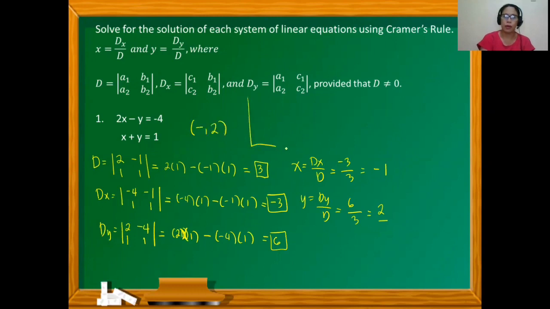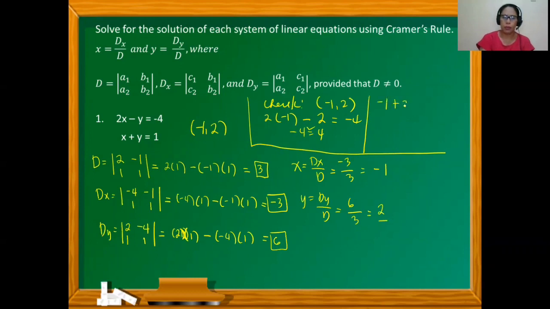So we have to verify if really that is the solution. The solution should satisfy both equations. Substituting negative 1, 2 to the first equation, we have 2 times negative 1 minus 2 equals negative 4. So this is negative 4 equals negative 4. How about the second equation? We have negative 1 plus 2 equals 1. So therefore 1 equals 1. So this satisfies both equations. So this must be the solution.